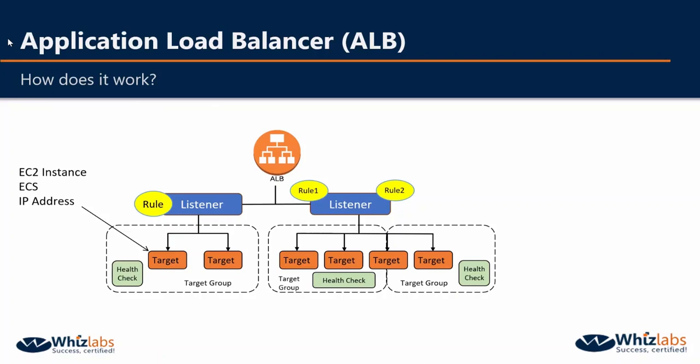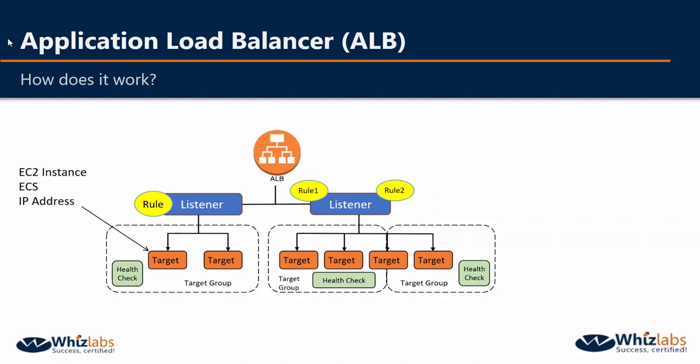This is a typical architecture of the application load balancer. First, you will have the application load balancer configured in one of the availability zones. Then, you will have one or more listeners configured, which basically listens to the HTTP or HTTPS traffic on the defined port. The listeners evaluate one or more rules based on their priority and determines which rule to apply.